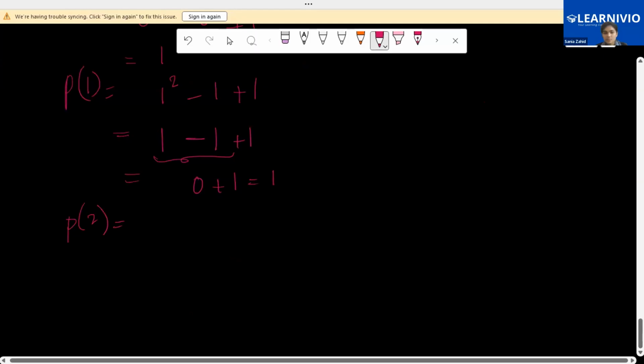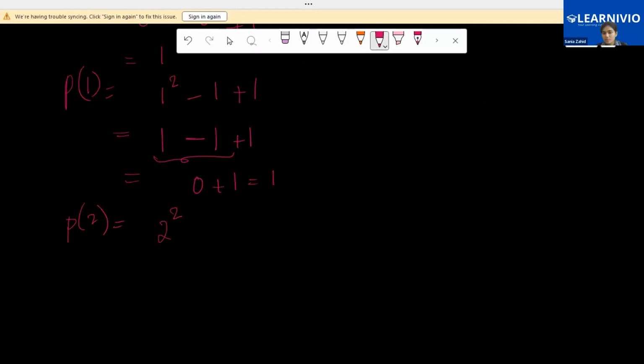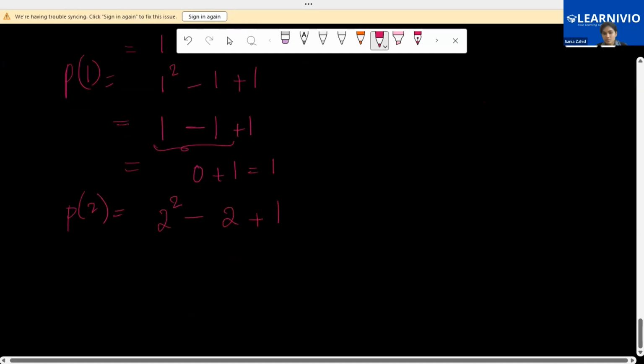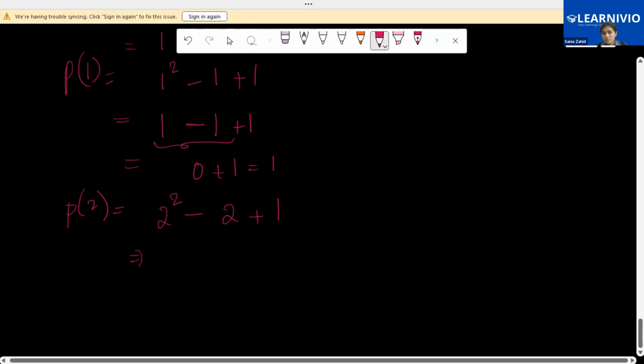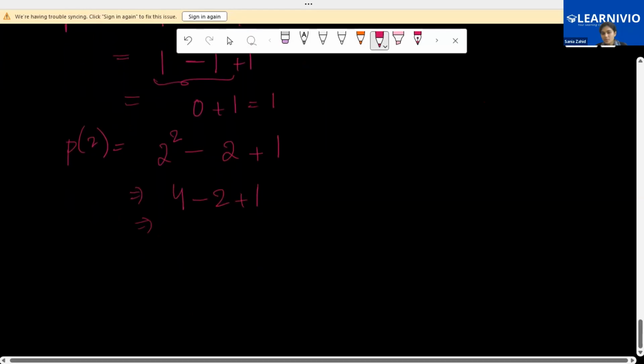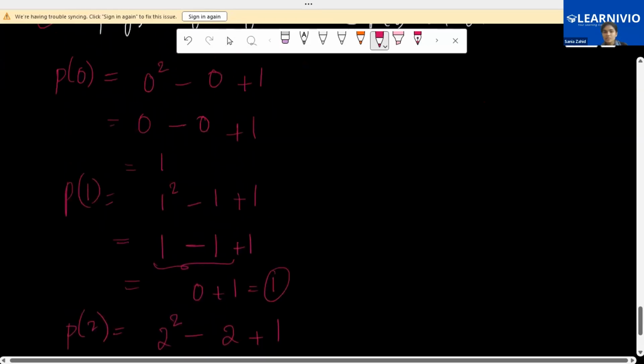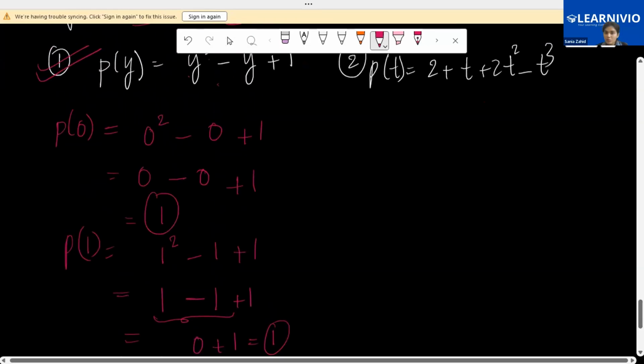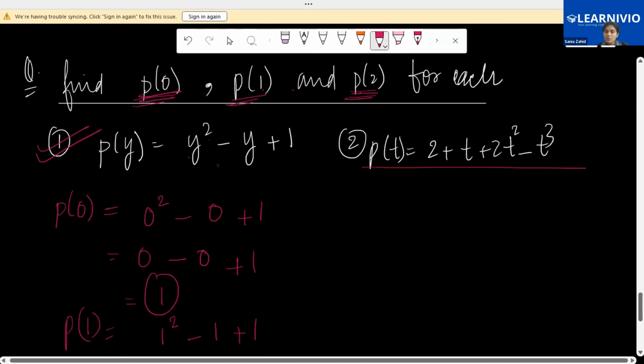P equals 2. So 2 squared minus 2 plus 1. 2 into 2 is 4, minus 2 plus 1. So 4 minus 2 is 2, plus 1 equals 3. Okay, so these are the values: 1, 1 and 3. Now do the same question for this polynomial.